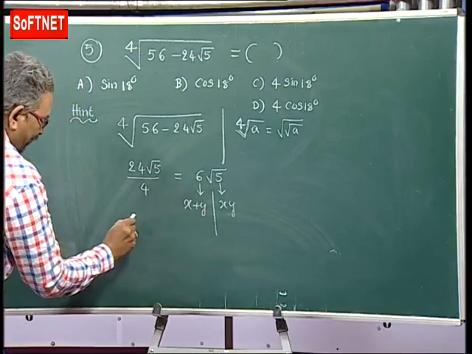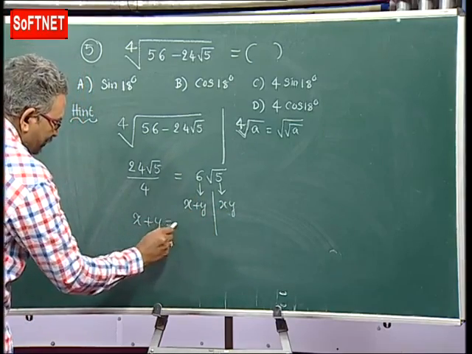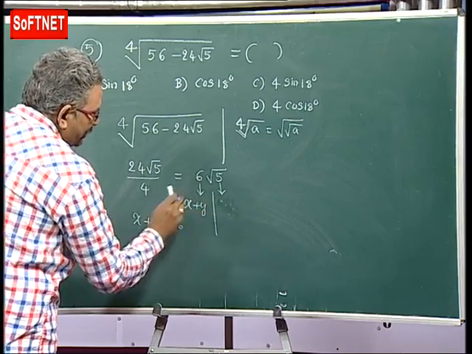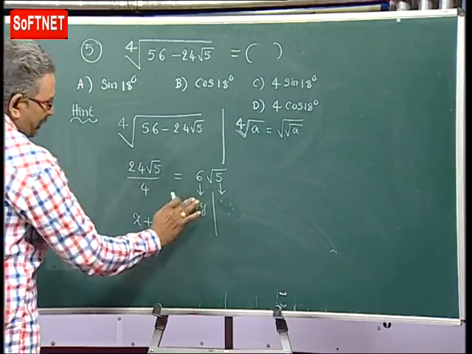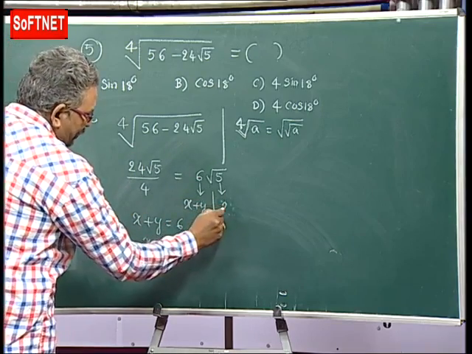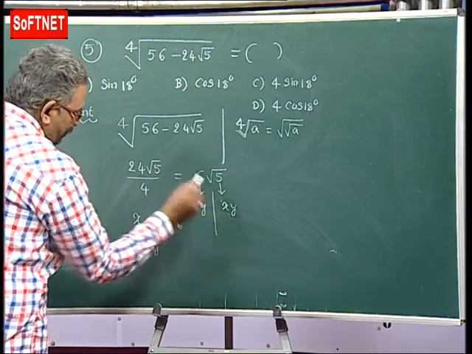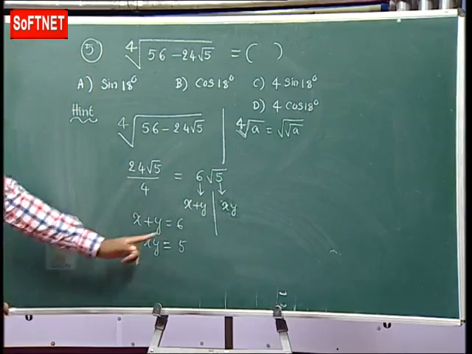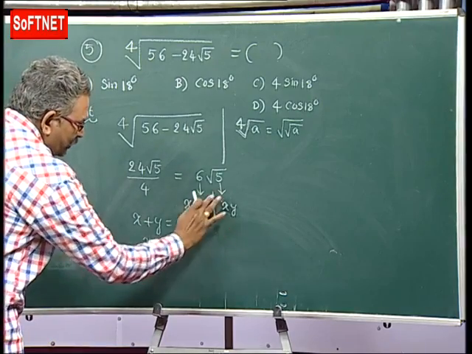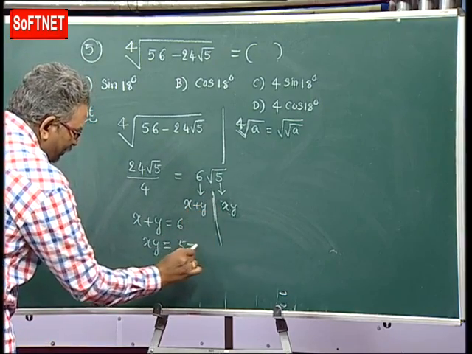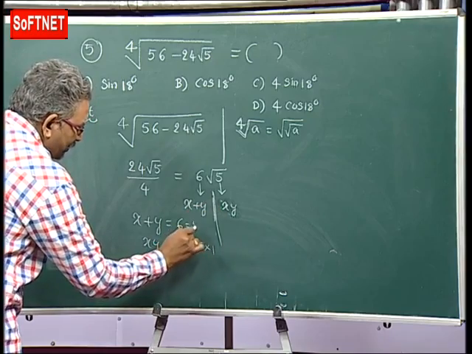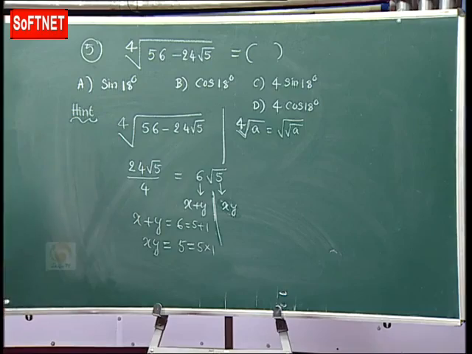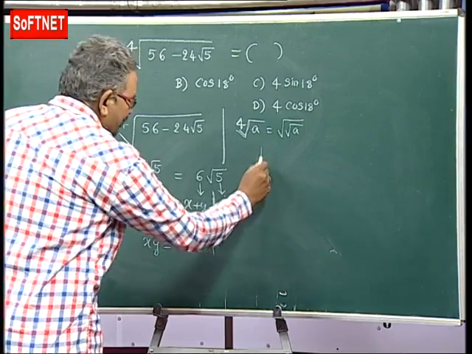So this is nothing but x plus y is equal to 6, xy is equal to 5. 5 has only two factors. What are the two factors? 5 into 1, and this is 5 plus 1. So now our answer I will give directly.